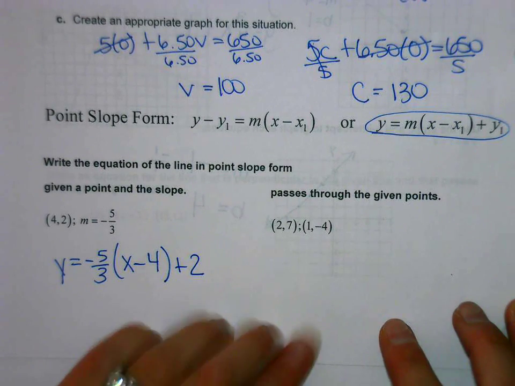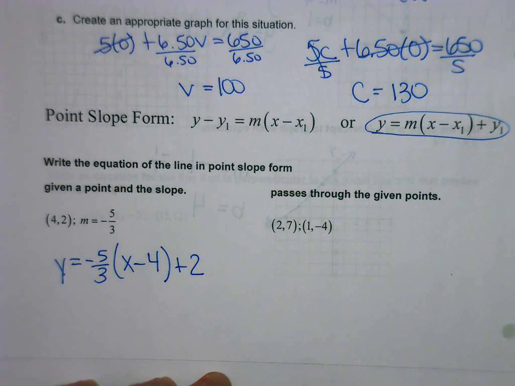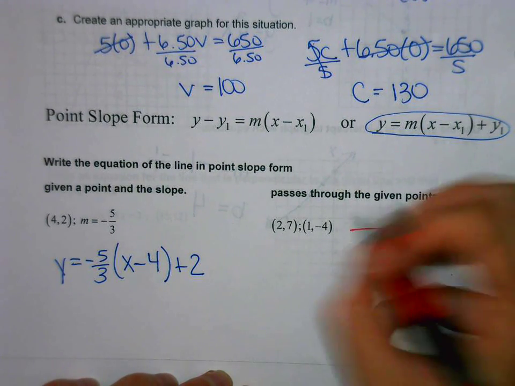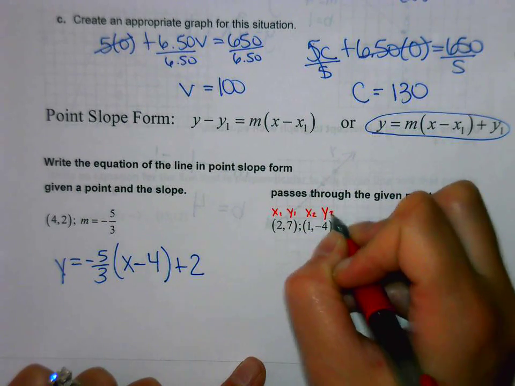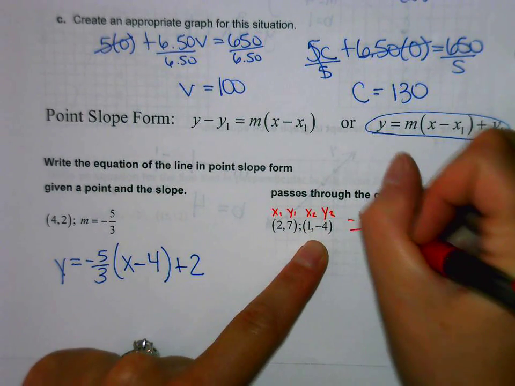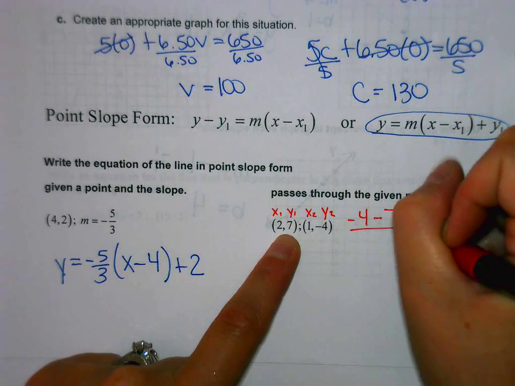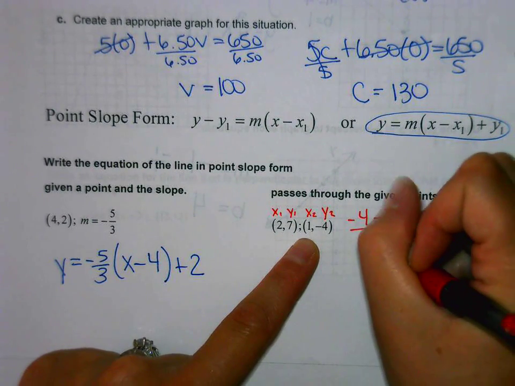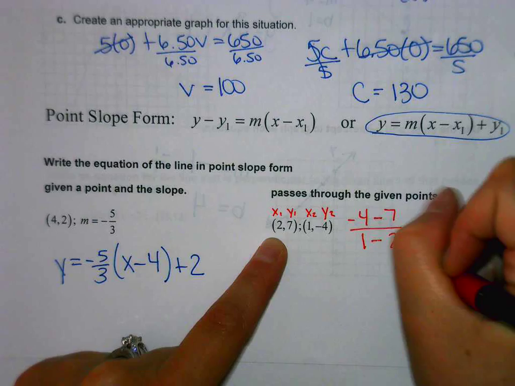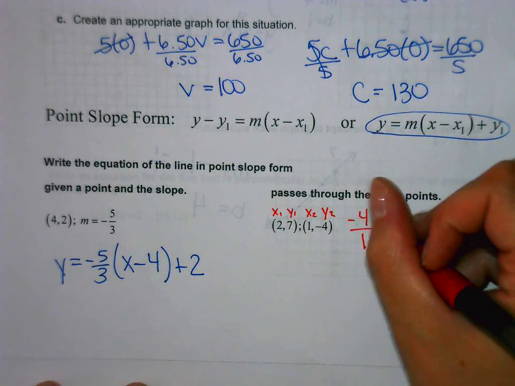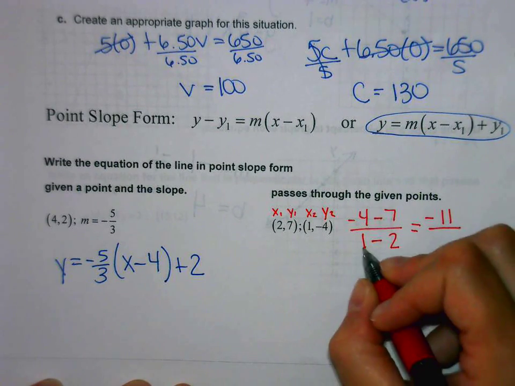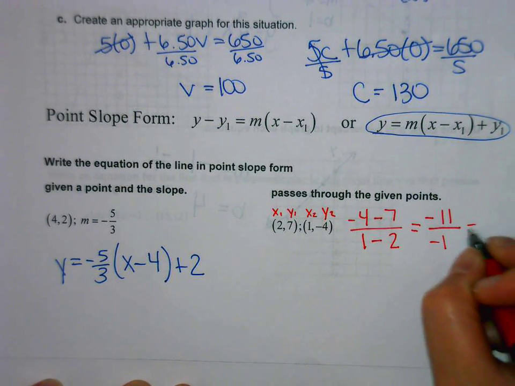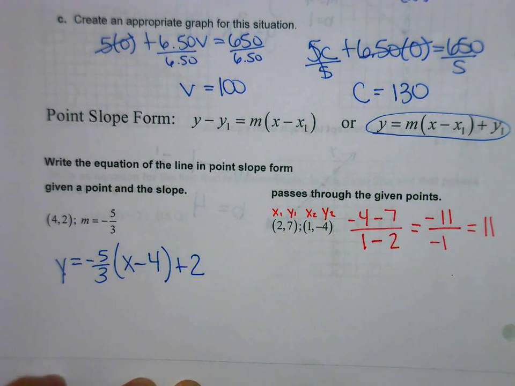If you take a look at the second one, we know our 2 points, but we don't know our slope. So if we find our slope, we look at our formula, which says it's y2 minus y1 divided by x2 minus x1. So -4 minus 7 is -11 over 1 minus 2 is -1. If we reduce that, our slope is a positive 11.